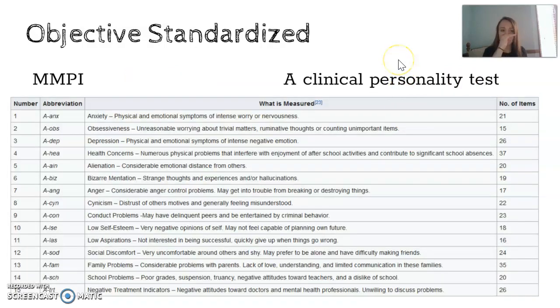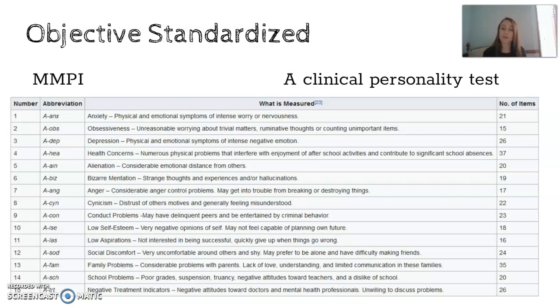The next test is the MMPI, the Minnesota Multiphasic Personality Inventory Test. This would be a very objective standardized test, meaning that this is an empirically derived test. The questions are standardized. They have been tested over many groups of people. The test questions have been sifted through to pick out the best test questions that give the most appropriate answers, that are distinguishing the factors that they want to pull out. This particular test, the MMPI, is specifically a clinical personality test.